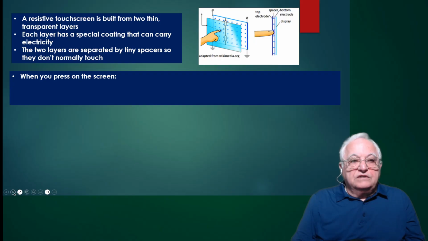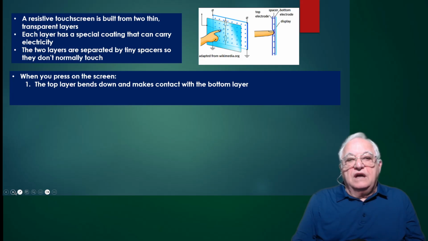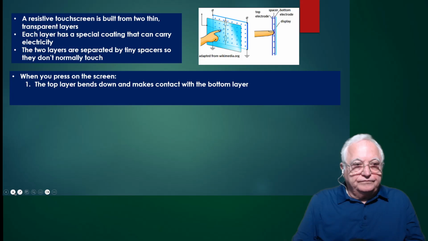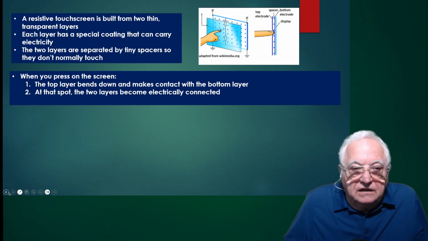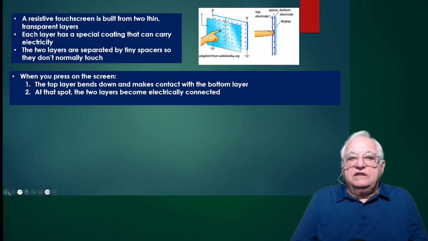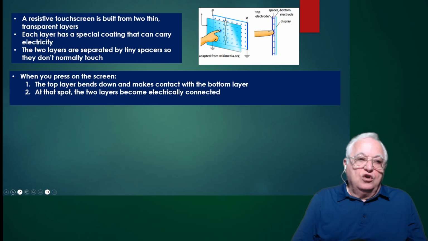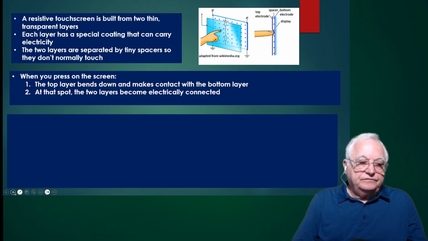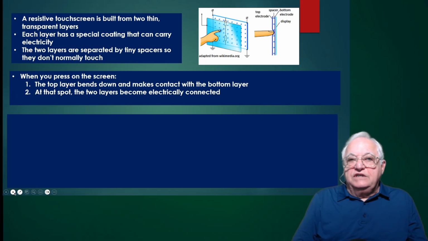So when you press on the screen, the top layer bends down and makes contact with the bottom layer. So this gives you an example. At that spot, the two layers become electrically connected. So now let's see how this works.